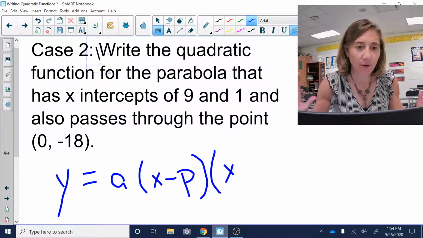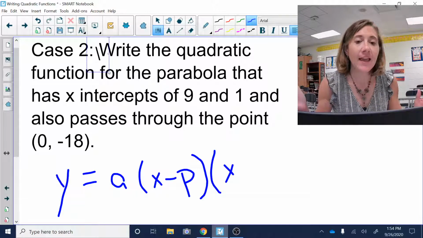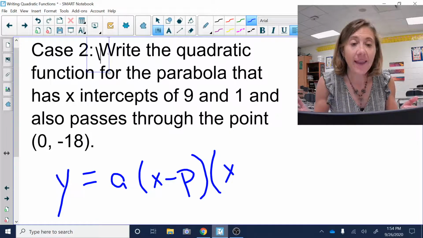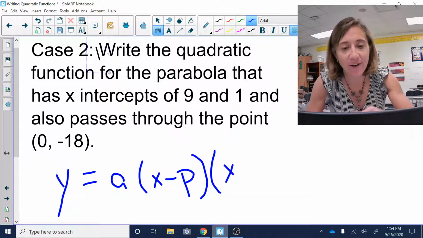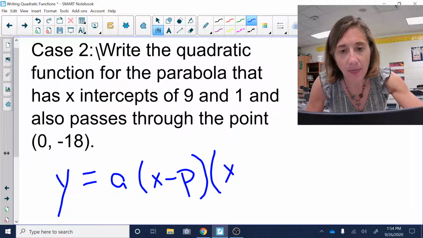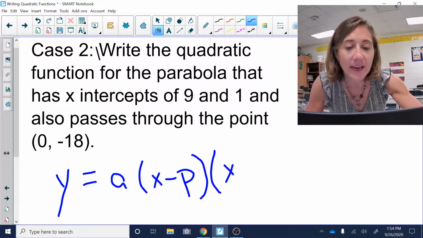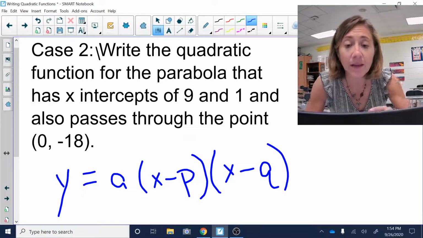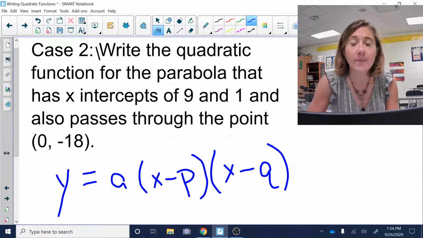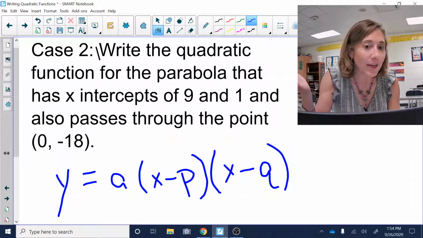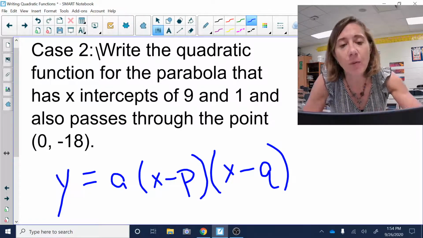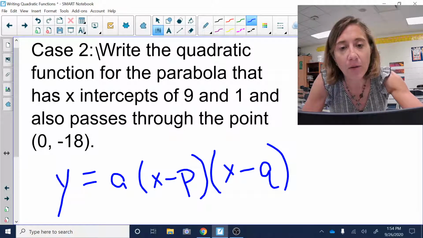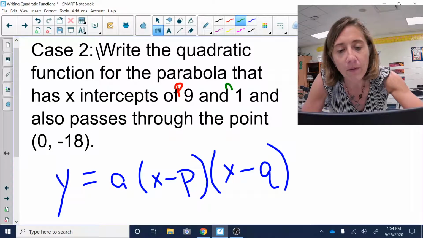So where was I? We were talking about writing the equation for this parabola, and we know the x-intercepts, so we're using intercept form. That means y equals a times the quantity x minus p times the quantity x minus q, and p and q are going to be our x-intercepts. Well, conveniently, we know those. So the 9 and 1 are what we're going to use for our p and q. We'll use 9 for p and 1 for q.